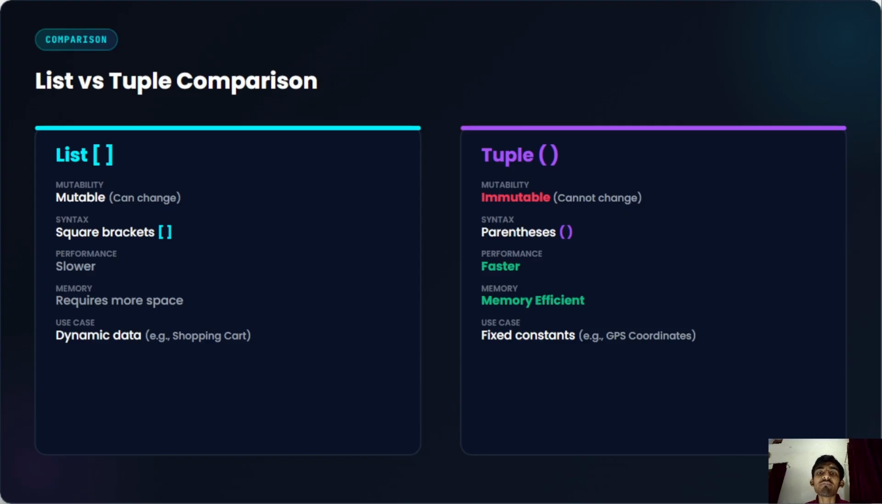And finally, let's understand when to use each one. Choose a list whenever your data changes frequently. Examples include a shopping list, attendance records, student marks, or a to-do list. And when your data is fixed, choose a tuple. Examples include GPS coordinates, months of the year, RGB colors, or mathematical constants. These rules are easy to remember: if your data changes, use a list, and if your data doesn't change, use a tuple.